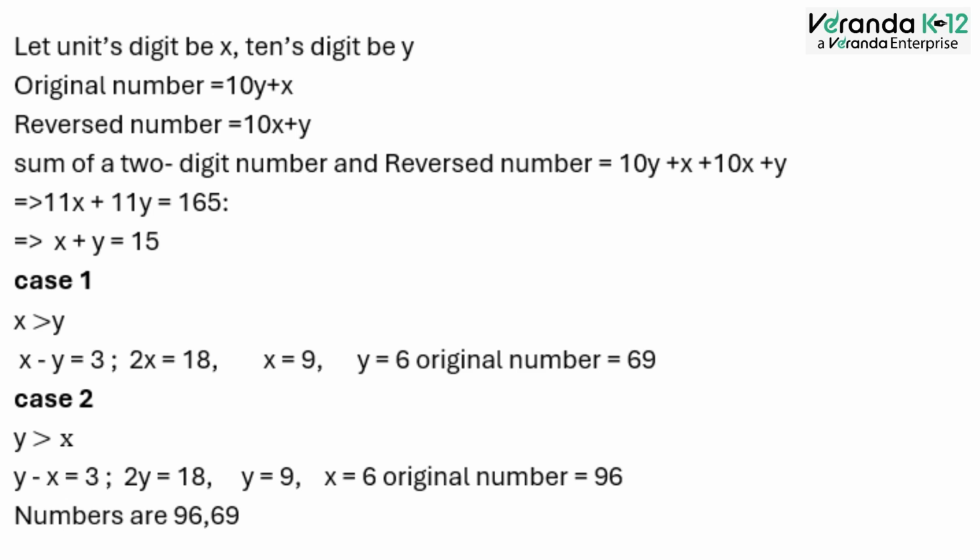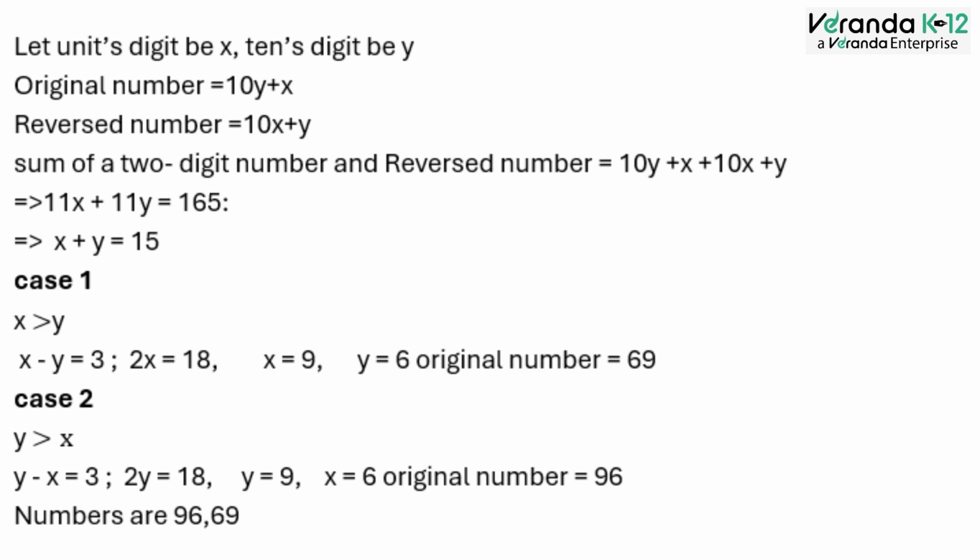Now sum of the reverse number and the 2-digit number is 10y plus x plus 10x plus y, and it is given as the sum as 165. So we get 11x plus 11y is equal to 165, x plus y is equal to 15. So for the case 1, let us assume x is greater than y. In that case, you will get x minus y is equal to 3, 2x is equal to 18, x is equal to 9 and y is equal to 6. So the number is 69.